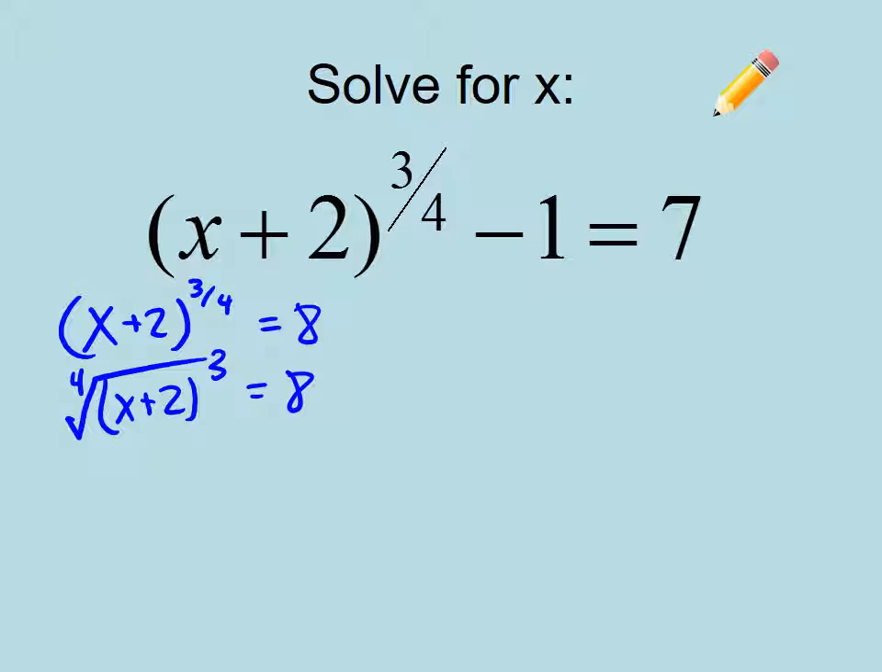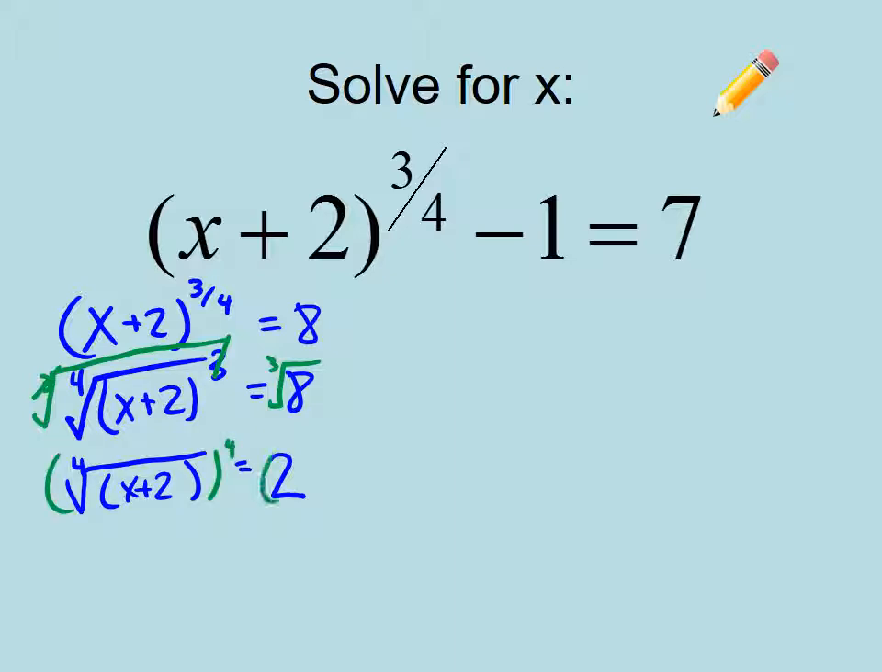To get rid of cubed, I'm going to cube root both sides. That simplifies my left side down to the fourth root of x plus 2. And the cube root of 8 is 2. Next, the inverse operation of fourth root is to take everything to the fourth power. The left side then is left with x plus 2, and the right side is left with 16. Inverse operation, let's subtract 2 from both sides, and we get 14.